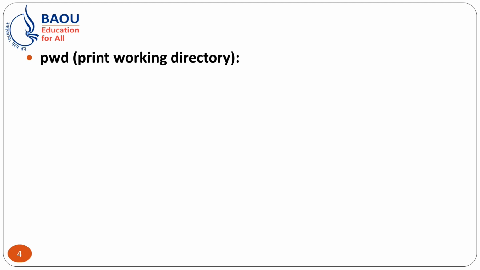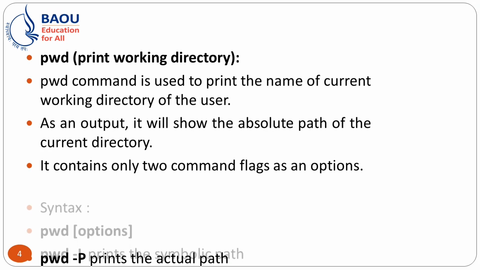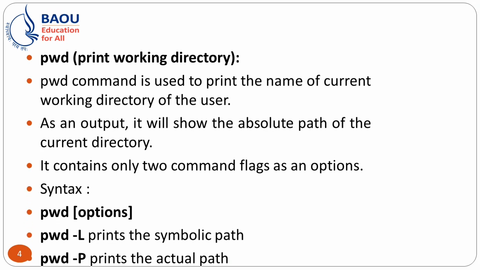The pwd command that we have already discussed displays the print working directory or present working directory. Suppose you want to display in which directory you are currently working, you have to use the command pwd. This command can be used with two options. Options are not mandatory, they are optional, but two options that you can use: capital L and capital P. Capital L prints the symbolic path, and capital P prints the actual path.